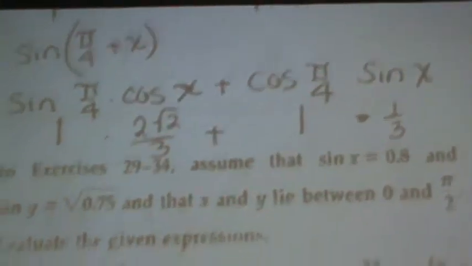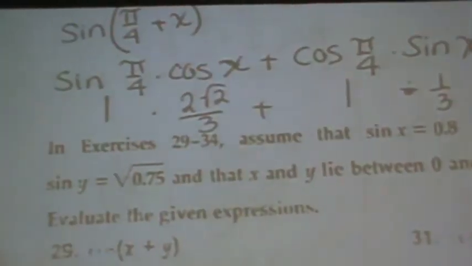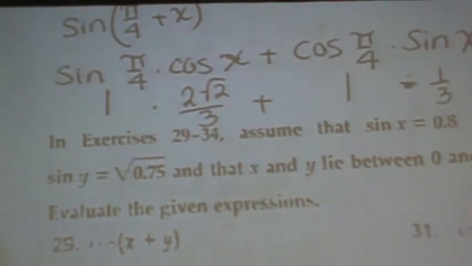And we have these last ones, which I'm having difficulty seeing. Okay, it says 29. It says cosine of x plus y, I believe. Cosine of x plus y.